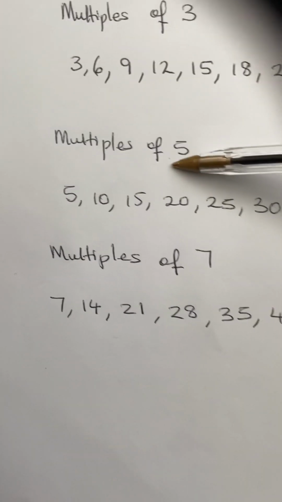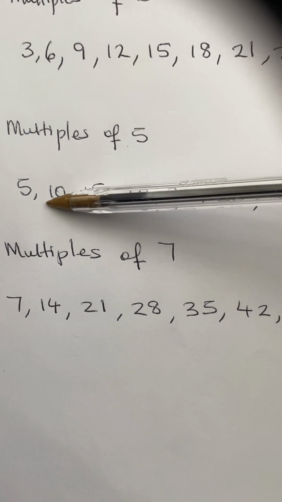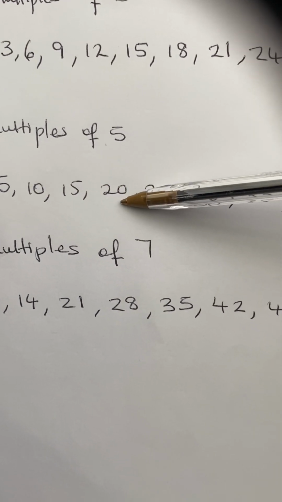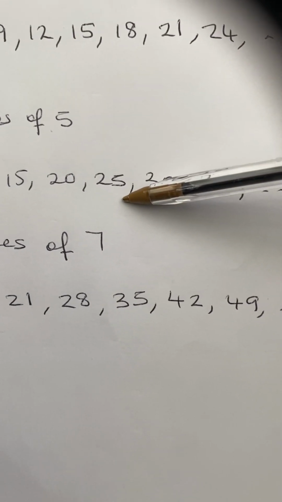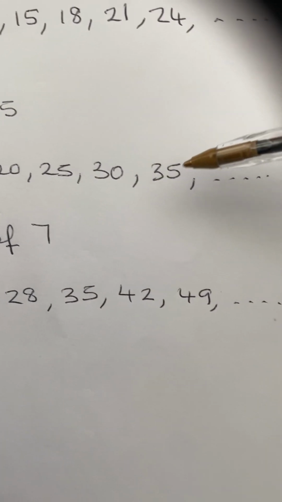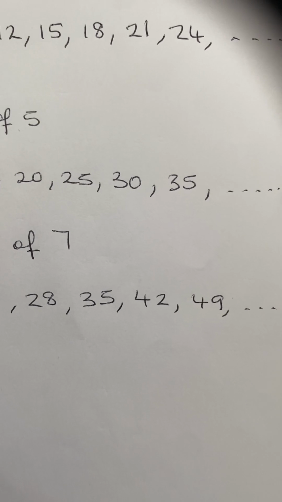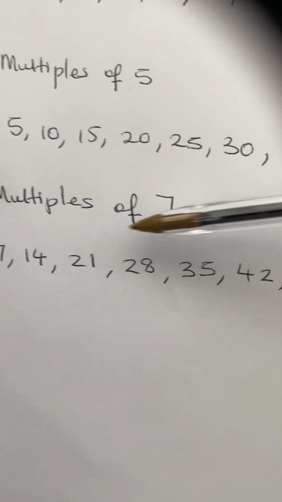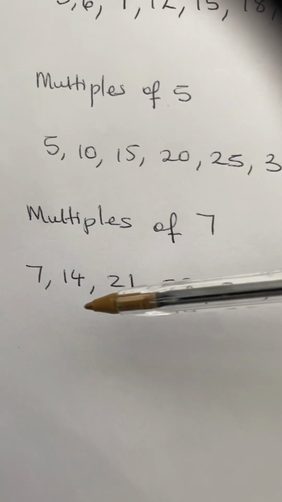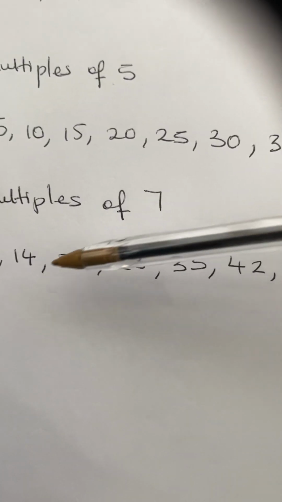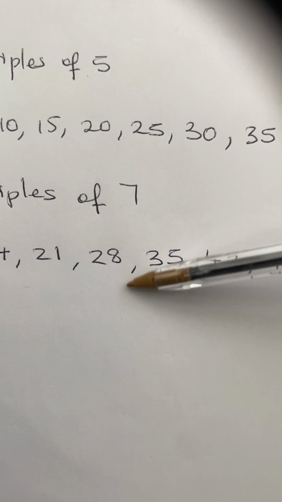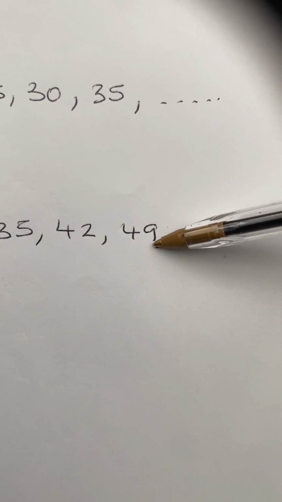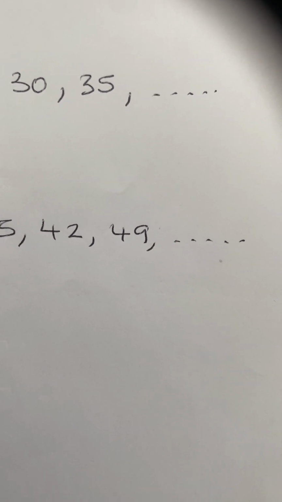Multiples of 5: 5, 10, 15, 20, 25, 30, 35, and so on. Multiples of 7: 7, 14, 21, 28, 35, 42, 49, and so on.